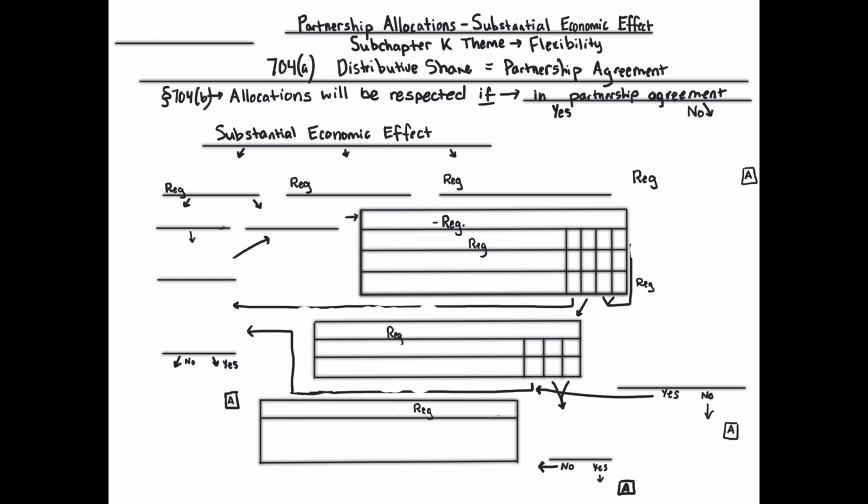Now, the allocation might still be respected in other ways, which we'll learn about later, but this is kind of like a safe harbor. We know it will be respected if it meets these two items. So let's first take the item of being in a partnership agreement. If it's not in the partnership agreement, then the allocation will not be respected under the safe harbor rules, meaning that it might still be respected under other rules, but it won't automatically by default be respected.